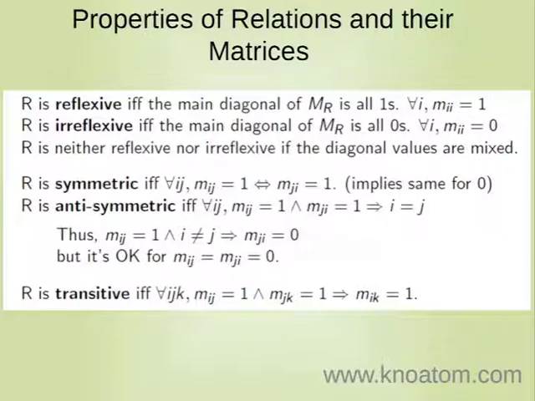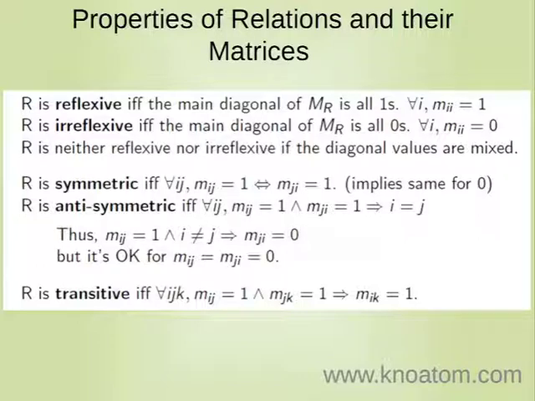Now, let's look at symmetry. A matrix is symmetric, or a relation is symmetric, if its matrix representation has 1s where for every ij, m of ij equals 1 implies that m of ji equals 1. And the same thing for 0. If m of ij is 0, then m of ji must be 0 to have symmetry. And it's antisymmetric if for any ij, m of ij equals 1 and m of ji equals 1 implies that i equals j.